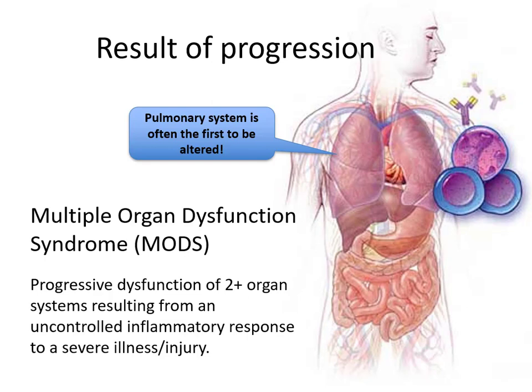In this final section, I'll go into a little bit more detail on multiple organ dysfunction syndrome. Multiple organ dysfunction syndrome is defined as progressive dysfunction of two or more organ systems resulting from an uncontrolled inflammatory response to a severe illness or injury. It's important to note that the pulmonary system is often the first to be altered.